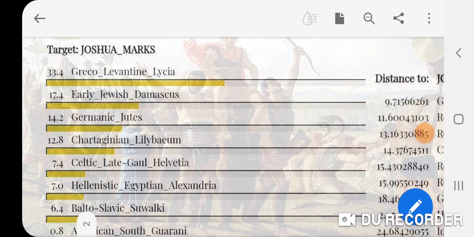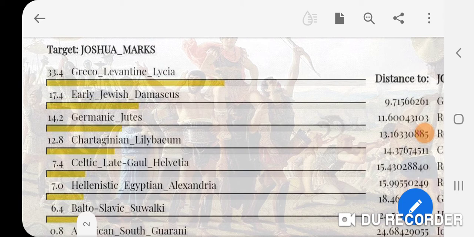And then 14.2 Germanic Jutes, which I believe are Danish or from England. I'm not sure where that comes from. Possibly the time Ashkenazi Jews were in the Rhineland. That's where Ashkenazi was founded, in the Shum cities of Mainz, Worms, and Speyer. So maybe it was from that period.